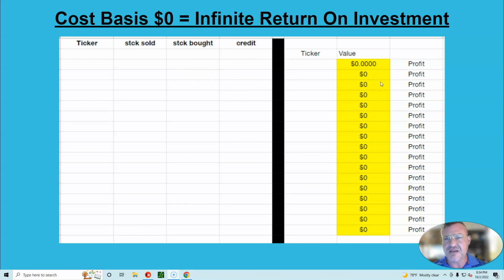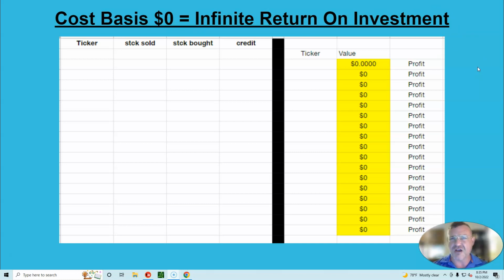So this basically is going to give us what our cost basis is. What is a cost basis? It's how much you paid for an asset. And right here, this is really important. This is what blew my friend's mind, and he thought it had to be illegal. Cost basis of 0 equals infinite return on investment.